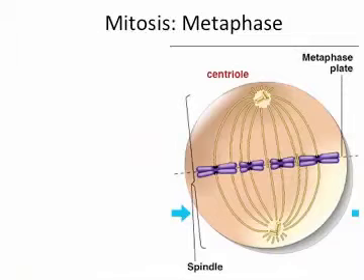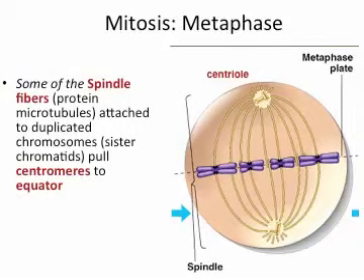So then in metaphase, you can see that the sister chromatids have lined up on the metaphase plate, and the spindle fibers are attached to the centromeres of the sister chromatids, and the spindle fibers are also connected to the centriole. And so what you're going to do is you're going to pull the centromeres apart. You're going to pull one sister chromatid to one pole and the other sister chromatid to the other pole.